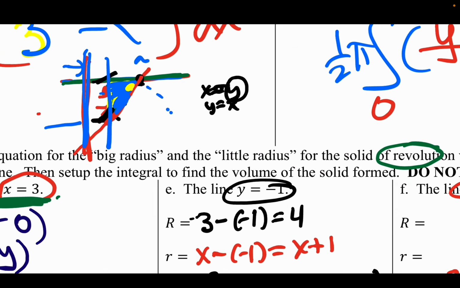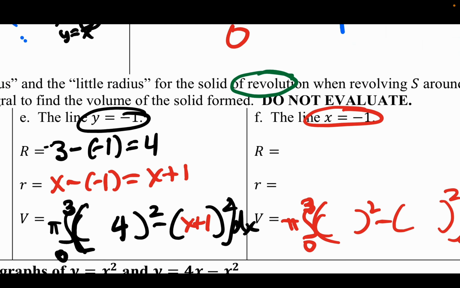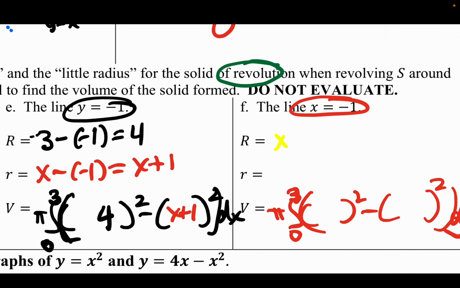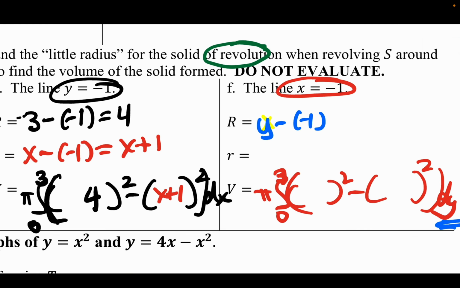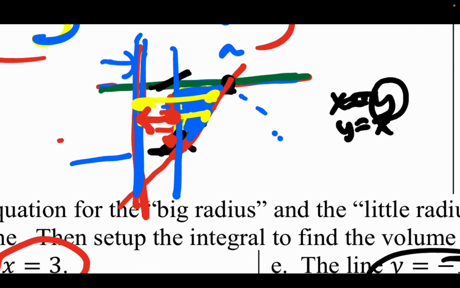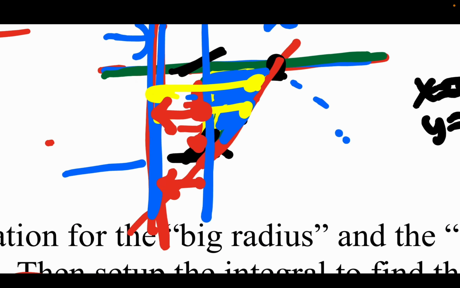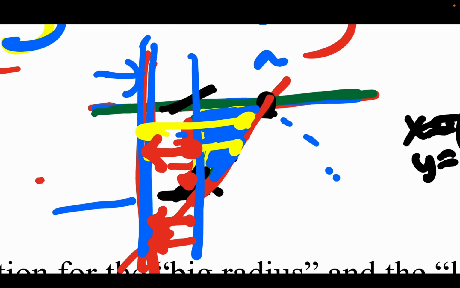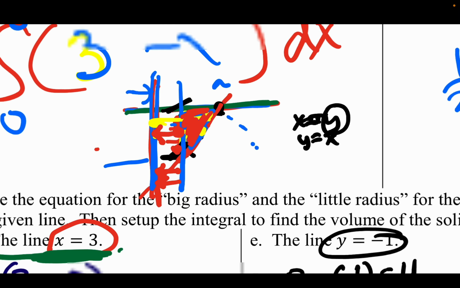I'm going to say red minus that blue, that's x minus negative 1. I'm sorry, y minus negative 1. I'm doing this one in terms of y. So that's going to give me y plus 1 for my big radius. And then my small radius is going to be in red here. It's right minus left, except I'm doing it only in this region right here. I'm just trying to blow it up and show it to you. So I don't even really have it down here.